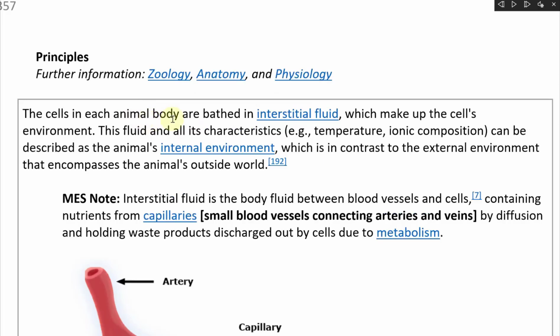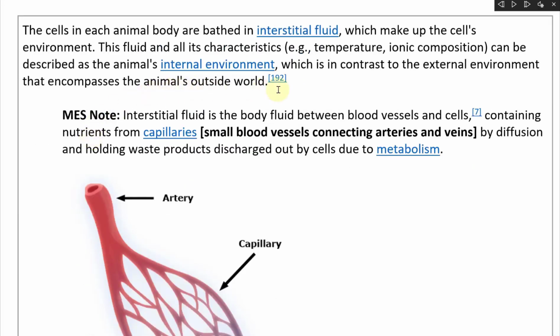The cells in each animal body are bathed in interstitial fluid, which makes up the cell's environment. This fluid and all its characteristics, e.g. temperature, ionic composition, can be described as the animal's internal environment, which is in contrast to the external environment that encompasses the animal's outside world.